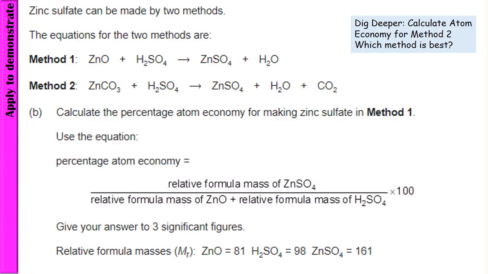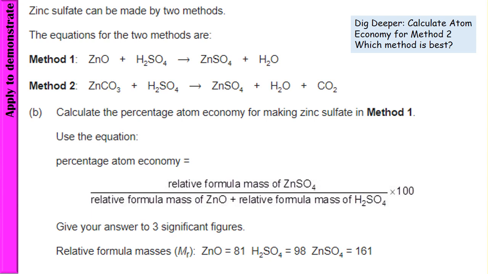So why are we interested in atom economy? Well, the major point of interest is looking at minimising waste. So we're not wasting money by throwing away things at the end, or producing pollutants, or buying unnecessary amounts of reactants. So here in this question, which I'd like you to have a go at, we're looking at the different ways you can make zinc sulfate, and there are 2 methods shown.